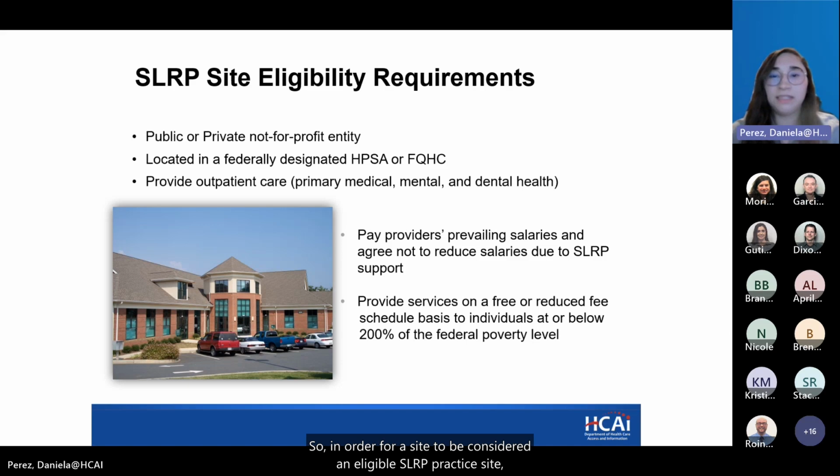So in order for a site to be considered an eligible SLRP practice site, they must be a public or private not-for-profit entity. The site must also be located in a federally designated HCAI or a FQHC. So this is usually the area we get a lot of questions during the application process. If you're unsure if your site is located in a HCAI or a FQHC, you're welcome to email us at the SLRP email, which we will share at the end of the presentation.